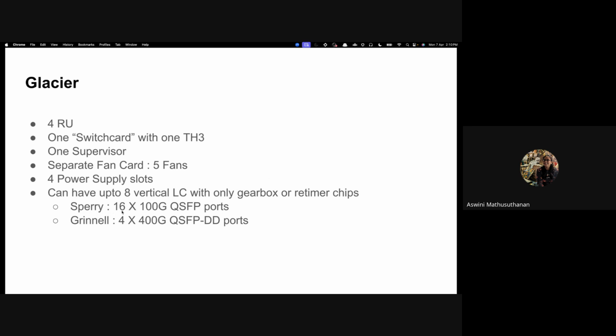But yes, there are two types of line cards. One is Perry, which is 16 ports that can operate at 100 gig QSFP ports, and the other is Grinnell, which is 4 cross 400 gig QSFP DD ports. These are just 2 different form factors.